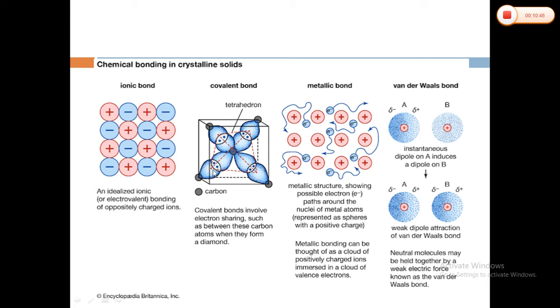In a covalent bond, if you can see in the picture, there is a sharing of electrons. One element will share one electron, the other element will share one electron. There is a common sharing of the electrons happening, so that is why it is called a covalent bond. For example, water, H2O.